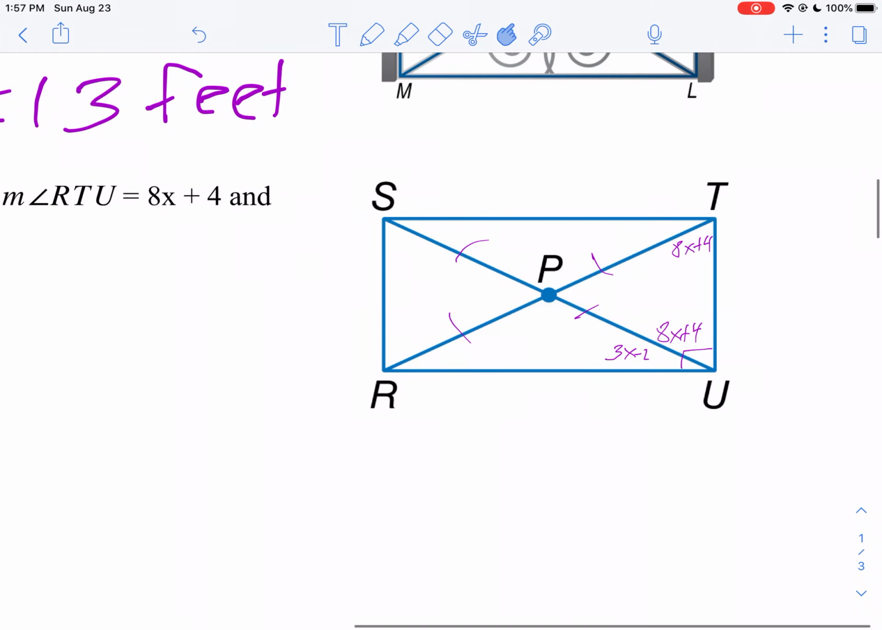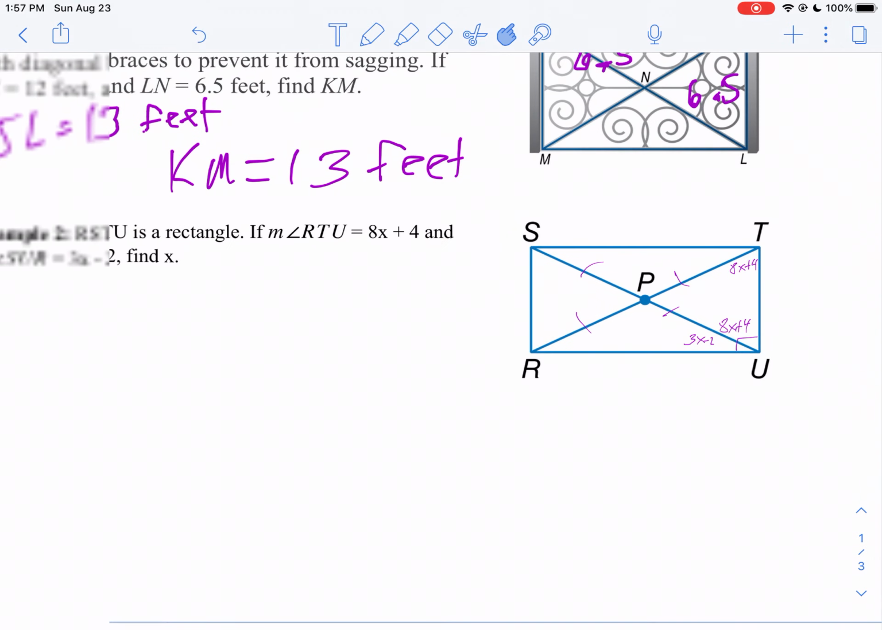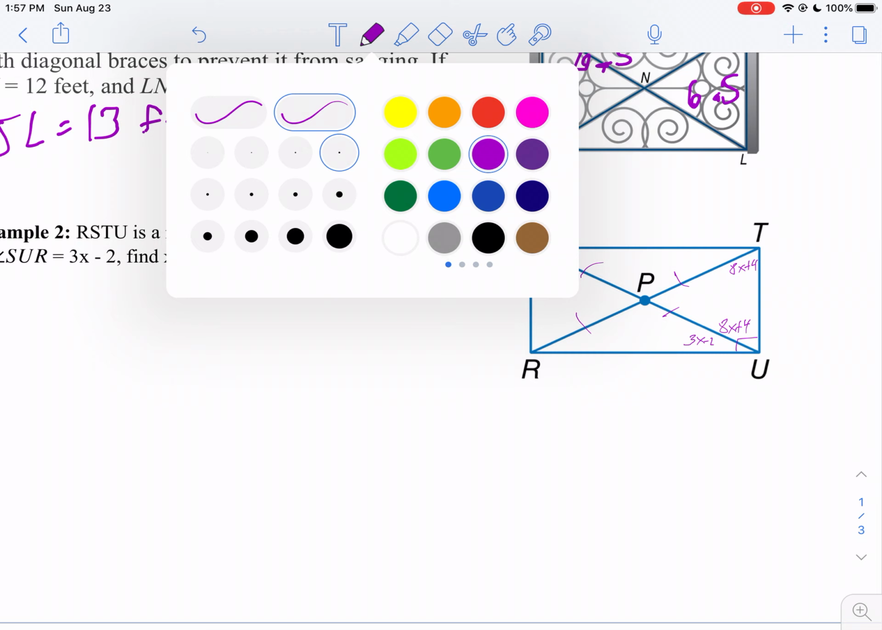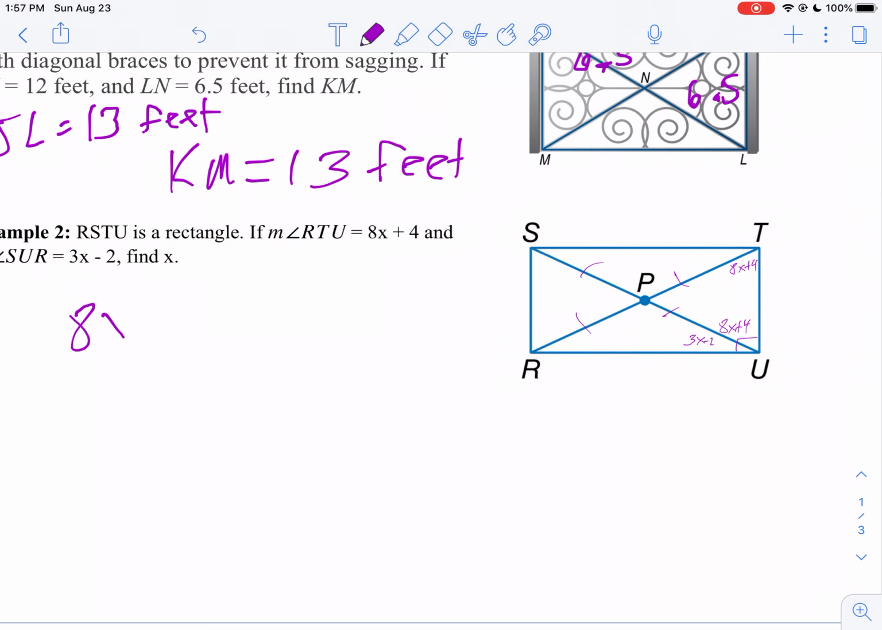So in other words, we can make an equation out of this. We're going to say 8x plus 4 plus 3x minus 2 has to equal 90 degrees. Well, 8x plus 3x is 11x. 4 minus 2 is 2.